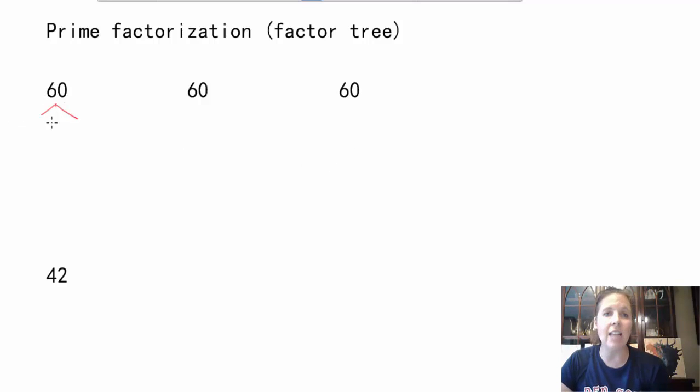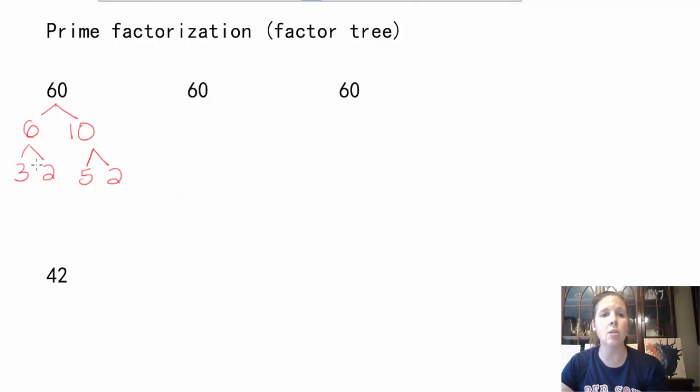So you could divide 60, so you just come up with two numbers that multiplied together give you 60. Well, that could be 6 and 10. And your goal is to keep going until they're prime numbers. So 6 breaks down to 3 and 2, 3 times 2. 10 breaks down to 5 and 2.